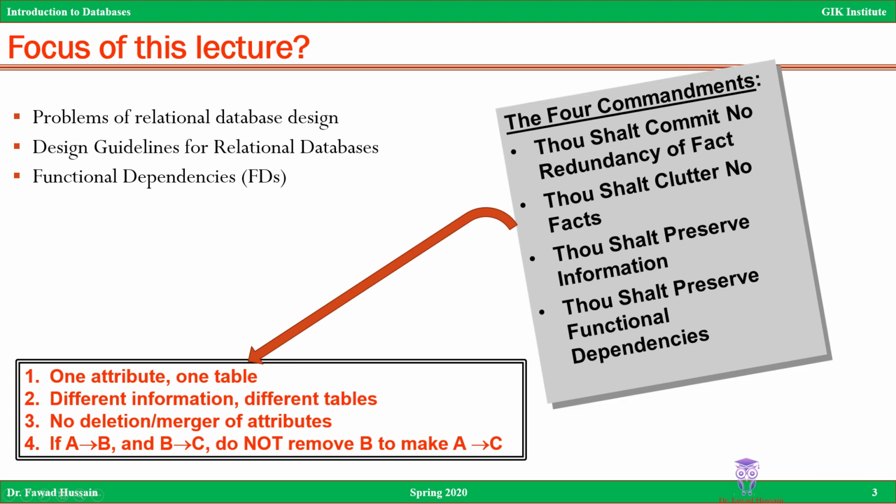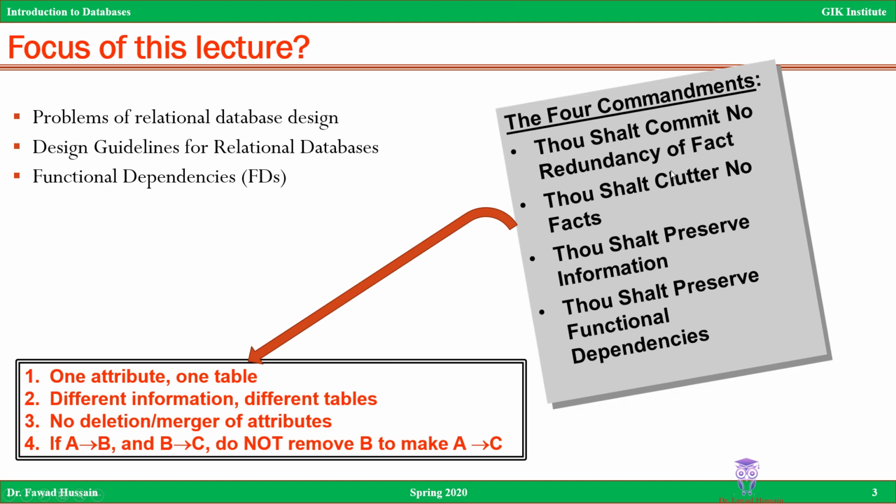So the problem with relational database design is that even though we have formed the tables and tried to resolve the relationships and the attributes, there are still issues about functional dependencies, which I'll come to in a moment. And to do that, instead of the 10 commandments, we have only 4 commandments here. We have been talking about this informally throughout the class, and the first commandment is that thou shalt commit no redundancy of facts.